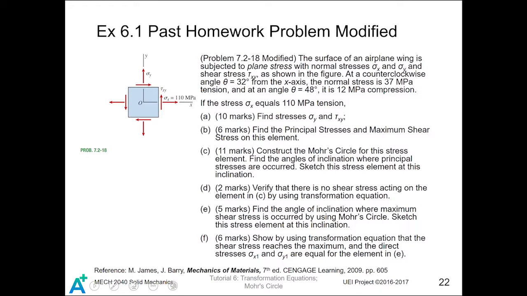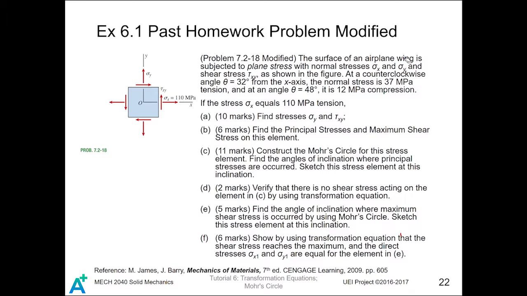Now let's do a past homework problem, but I modified it to make it more complicated and integrate with your knowledge learned in transformation equations as well as the Mohr circle. The surface of an airplane wing is subject to the plane stress with normal stresses sigma x and sigma y as well as the tau xy.